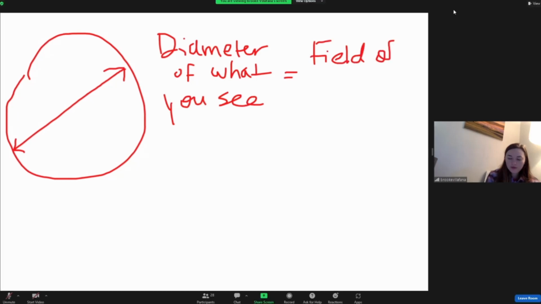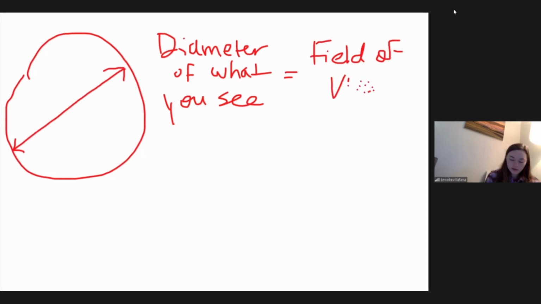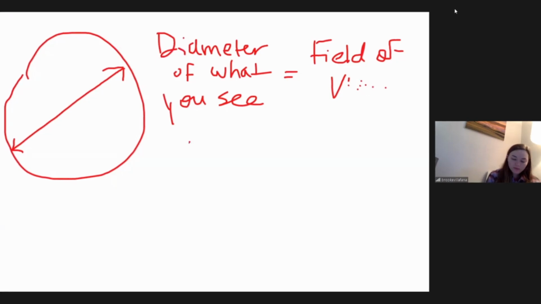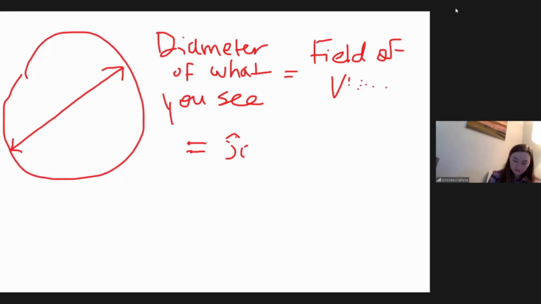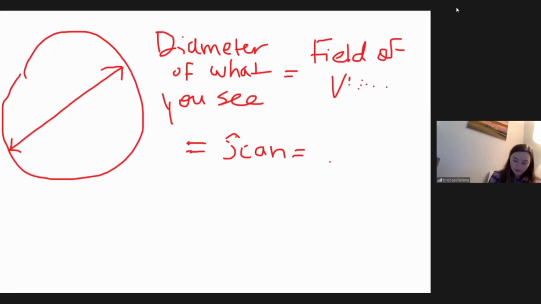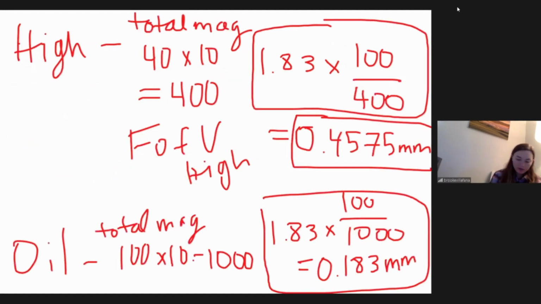If you're looking at the field of view in scanning power, the field of view in scanning is going to be bigger, right? Because you're looking at it from a further distance across. So scan is 4.575. Did everybody get those? I'm going to have to stop share because this thing is deciding not to work on me now. Okay, so those would be your answers to the next 4 in the packet.